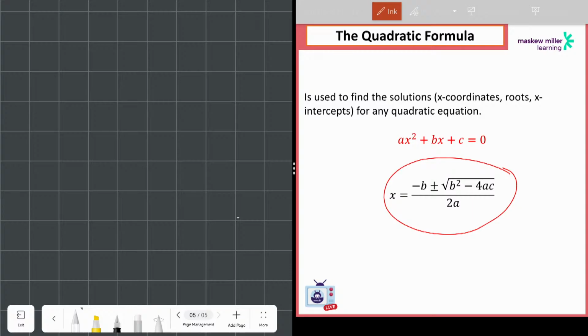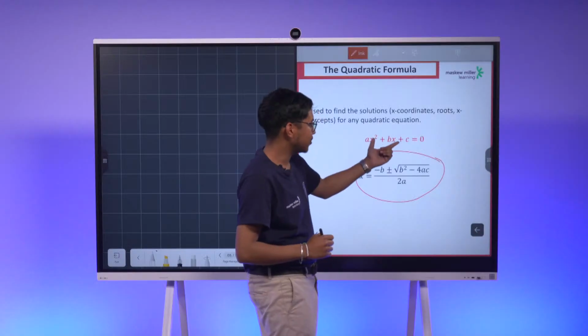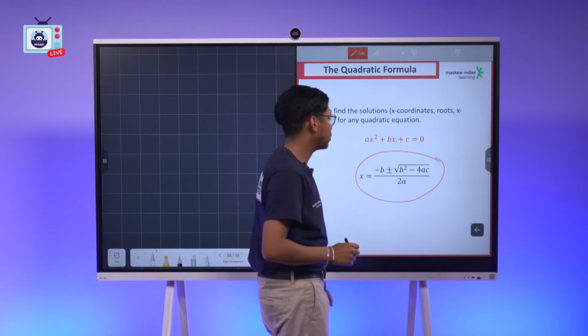For those of you who are familiar, if you have time, you can actually find out how this formula was derived. It was derived from this equation using completing the square. So in your spare time, in your free time, play around, use completing the square, and you will see how we get this formula coming from this equation over here.